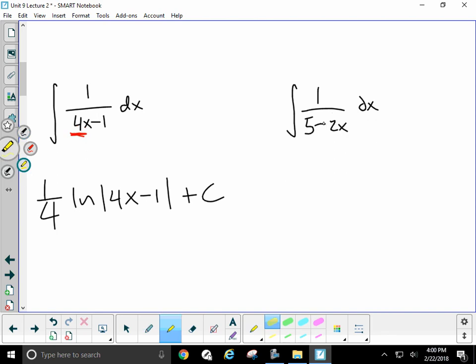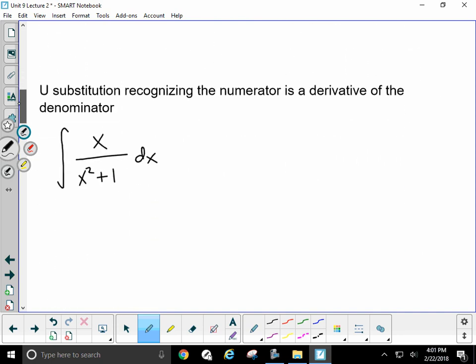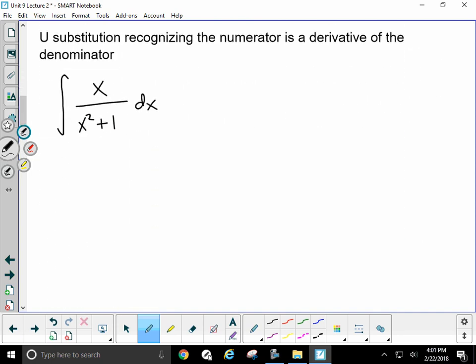The coefficient is negative 2, so I need a negative 1/2 log absolute 5 minus 2x plus c. These are ones I don't want you to use U substitution for, but I want you to recognize that x has something where if you took the derivative of it, you need to multiply by that coefficient. So this would be 1 over 5 minus 2x times negative 2. The negative 2 comes from the derivative of the inside. So I need this negative 1/2 in front of it. So I don't want to use U substitution there, but I do need to use U substitution elsewhere, like this situation.